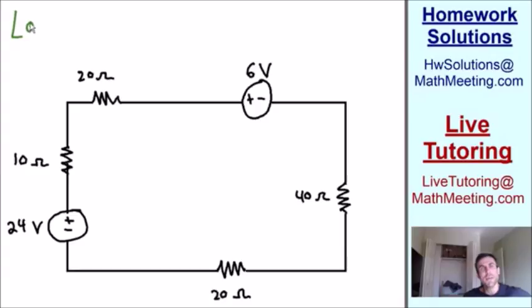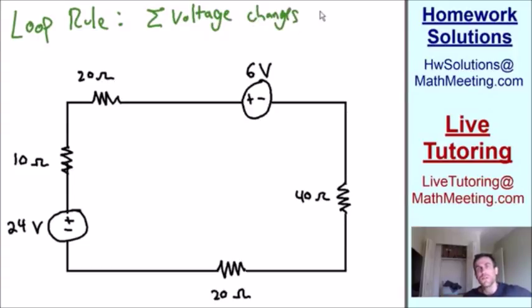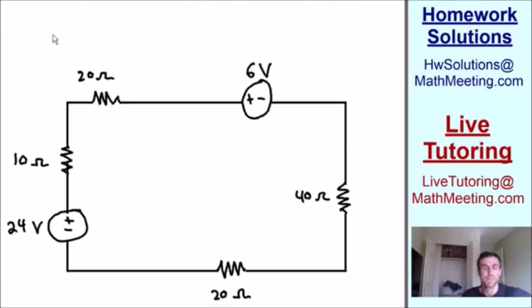So the basic idea behind the loop rule is that the sum of all the potential differences is equal to 0. In other words, the sum of all of the voltage changes is equal to 0. So we're going to use this concept to find the current running through this circuit down below. So the first thing we have to do in order to use the loop rule is set the direction of the current. So step number 1 for using the loop rule is set the direction of the current.